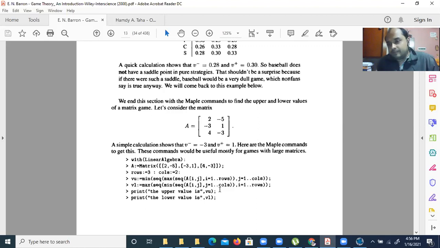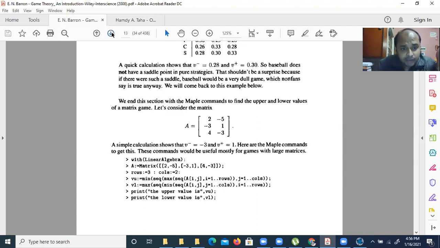Are you happy? Yes, sir. Okay, fine. So this Maple software is there, and not only Maple, Python software, then Mathematica software is there. Any software will work. Whatever software you have available, by that you will be able to solve any operations research problem.